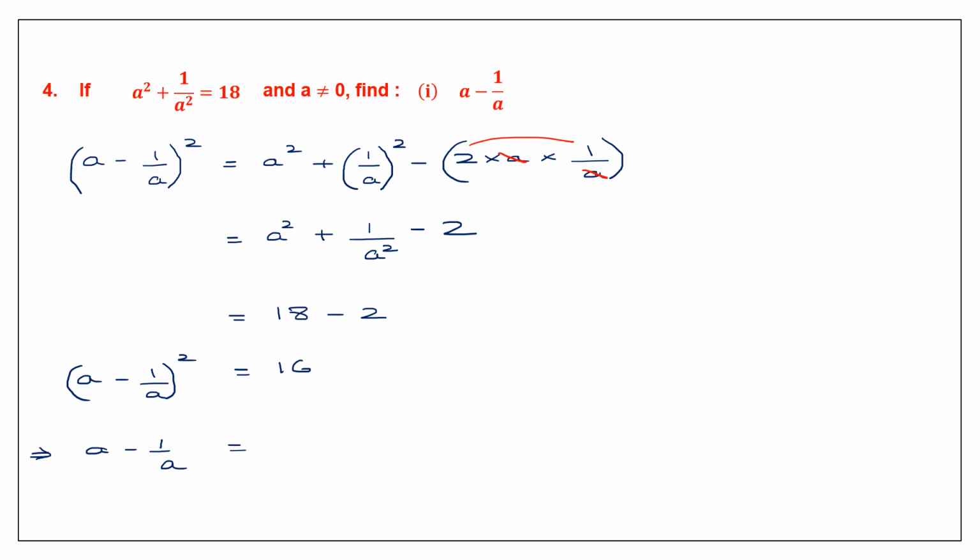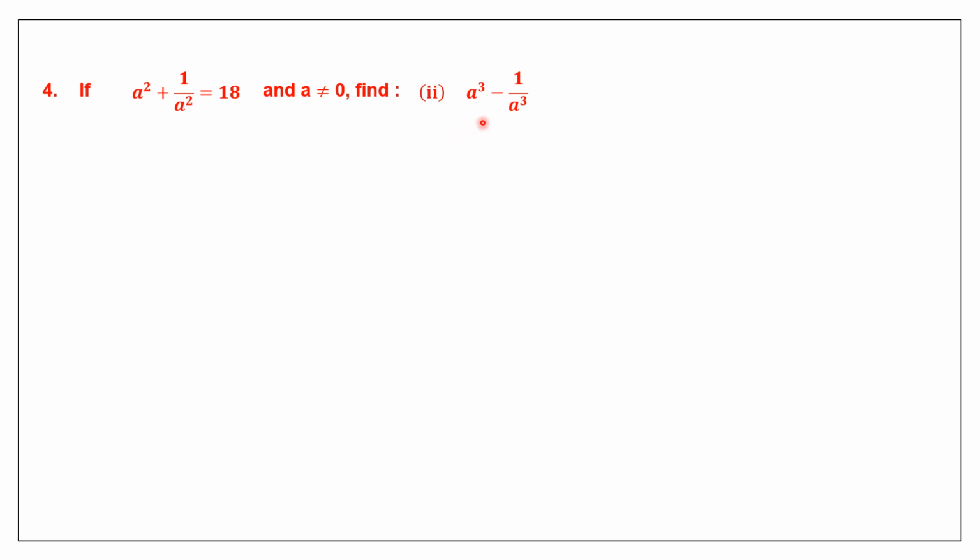Now we need to find only the value of a minus 1 by a. That means we have to find the square root of 16. And the square root of 16 is 4 because 4 fours are 16. So we have found the value of a minus 1 by a, and that is equal to plus or minus 4. So this is our answer. A minus 1 by a is plus or minus 4.